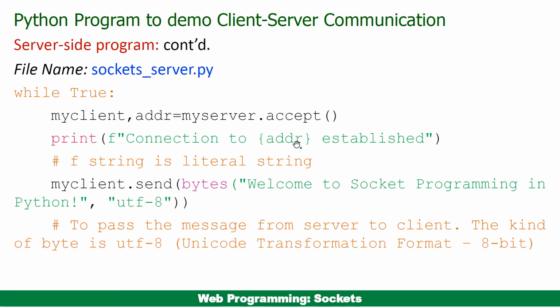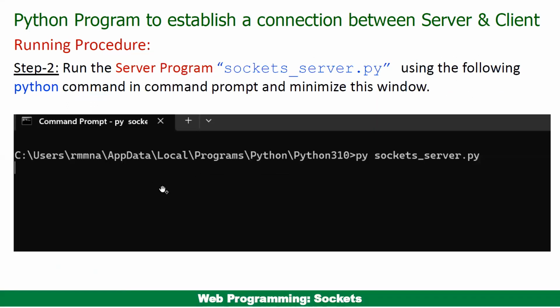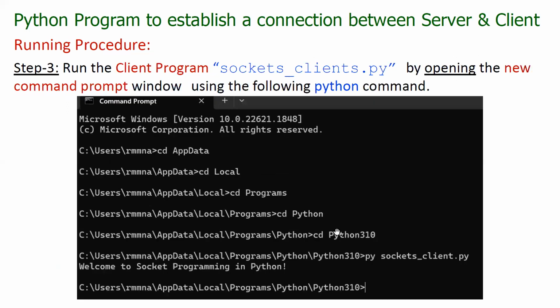Now the client address is printed here, connection to so and so address established. Now let us see the server side after running the client program. So after running the client program, this is the output at the client side. Then open the server side window.